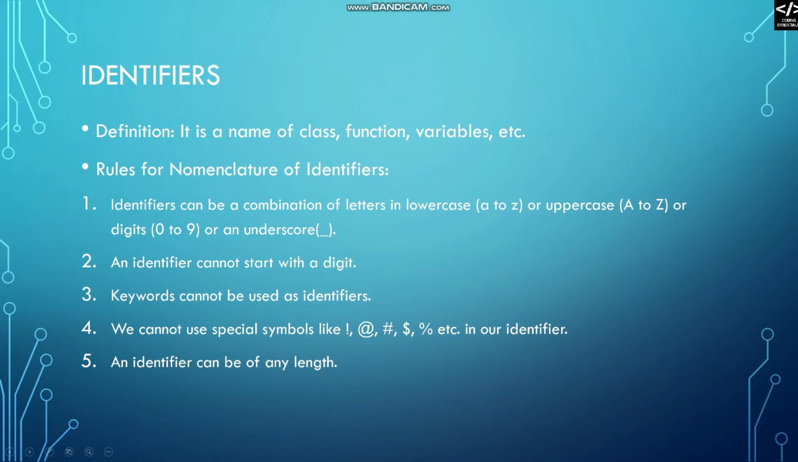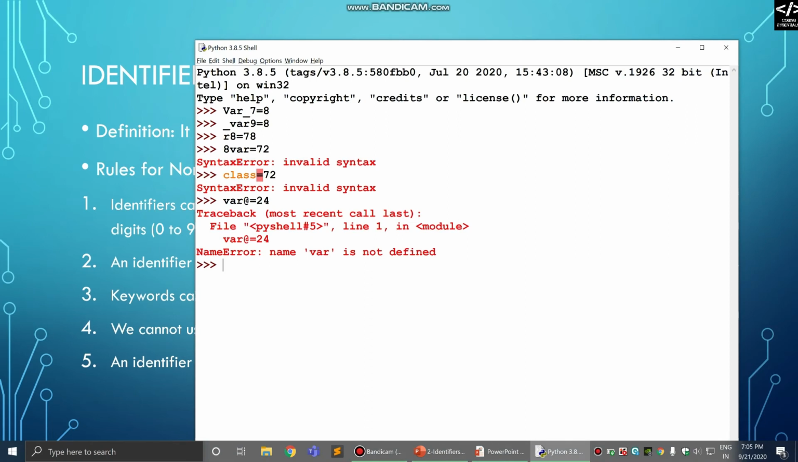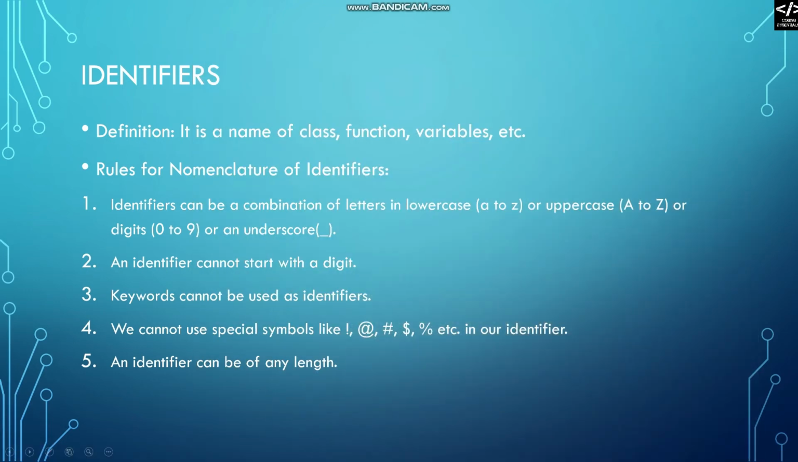An identifier can be of any length. So if I want to declare a variable a, b, c, d, e, f, g, h, i, j, k, l, m, n, o, p, q, r, s, t, u, v, w, x, y, z equals 3, then it won't show an error. So the name of the variable can be of any length. Okay, so these were the five rules of naming identifiers, or the rules for nomenclature of identifiers.